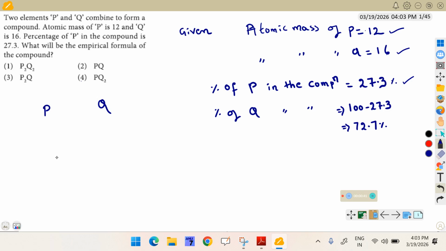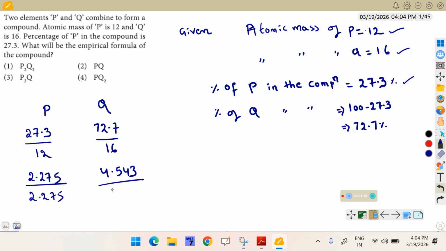Calculate the empirical formula. First, take the given percentages: P percentage 27.3 and Q percentage 72.7. Divide with respect to atomic weights, divide with 12 and divide with 16. 27.3 divided by 12 is 2.275. 72.7 divided by 16 is 4.543.